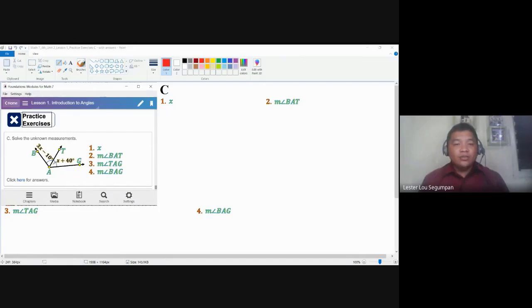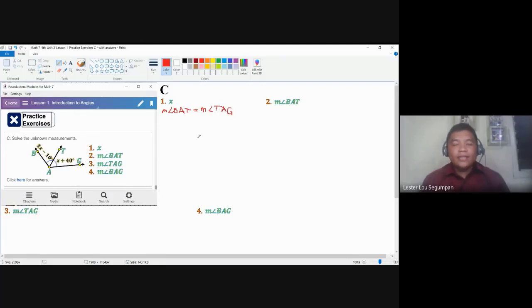The notations that are used here are the number of arcs found. If this has two arcs and the other one has one, then we cannot determine the value, because ray AT is no longer an angle bisector. But since it has the same number of arcs, one and one, this is enough for us to consider that ray AT is an angle bisector and that the two measurements are equal to one another. In this case, we could say that the measurement of angle BAT is equal to the measurement of angle TAG.